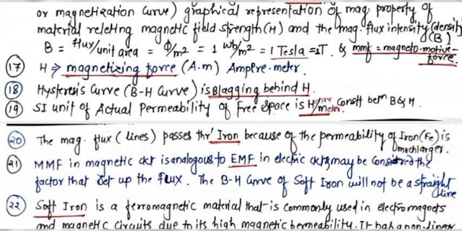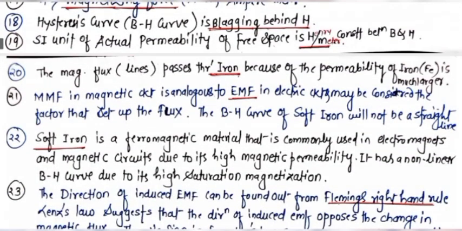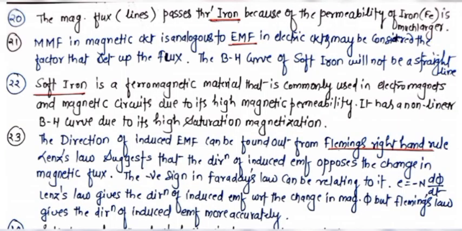In the hysteresis curve, BH curve, the magnetic flux density B lags behind H, that is field strength. The SI unit of permeability of free space is H, Henry per meter, the constant between B and H. Magnetic flux lines pass through iron because the permeability of iron is much larger.